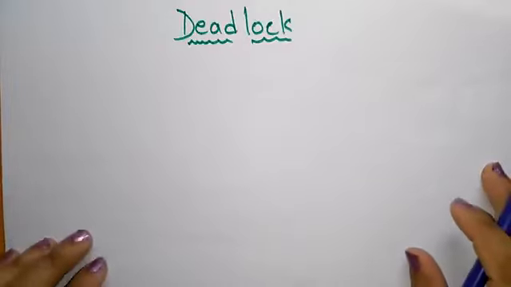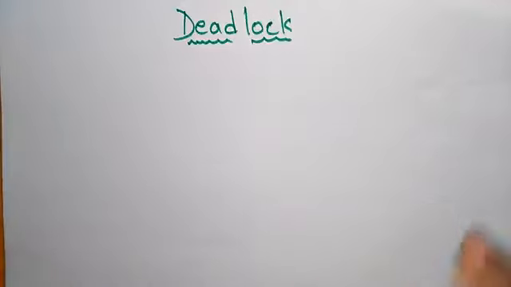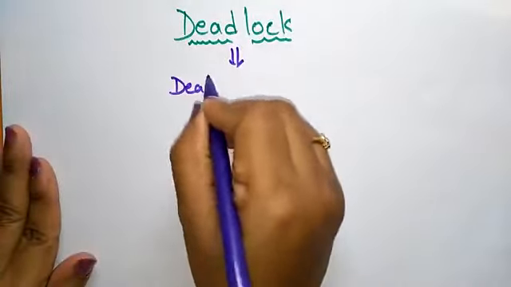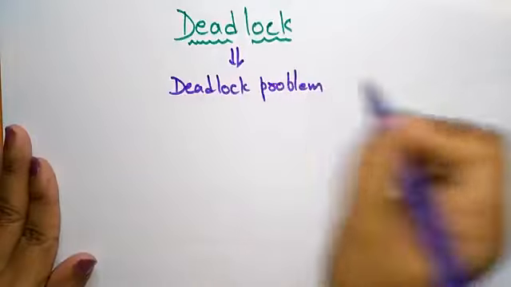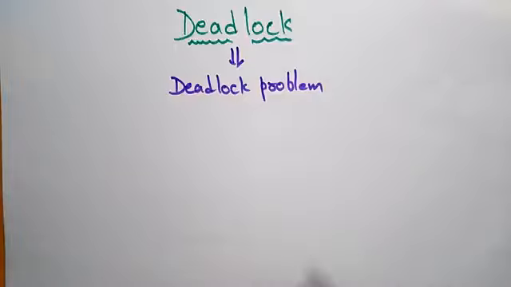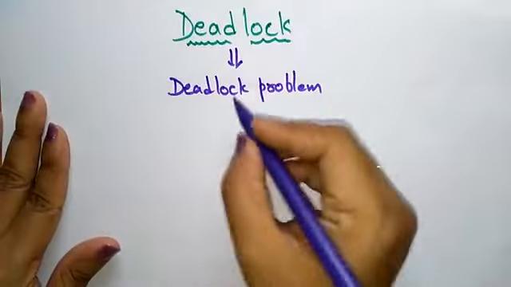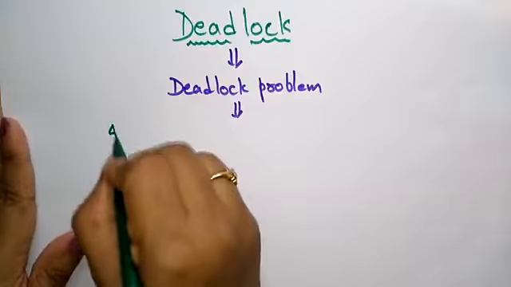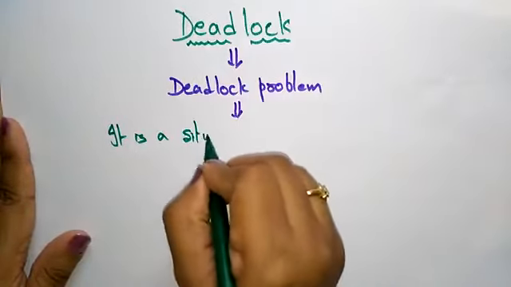So this is one of the important topics. Let us see what a deadlock is. A deadlock is nothing but a situation or a condition. First you call it a problem. A deadlock is a problem, it means something is happening, something is blocking something. So a deadlock problem is a condition, or you can call it a situation.